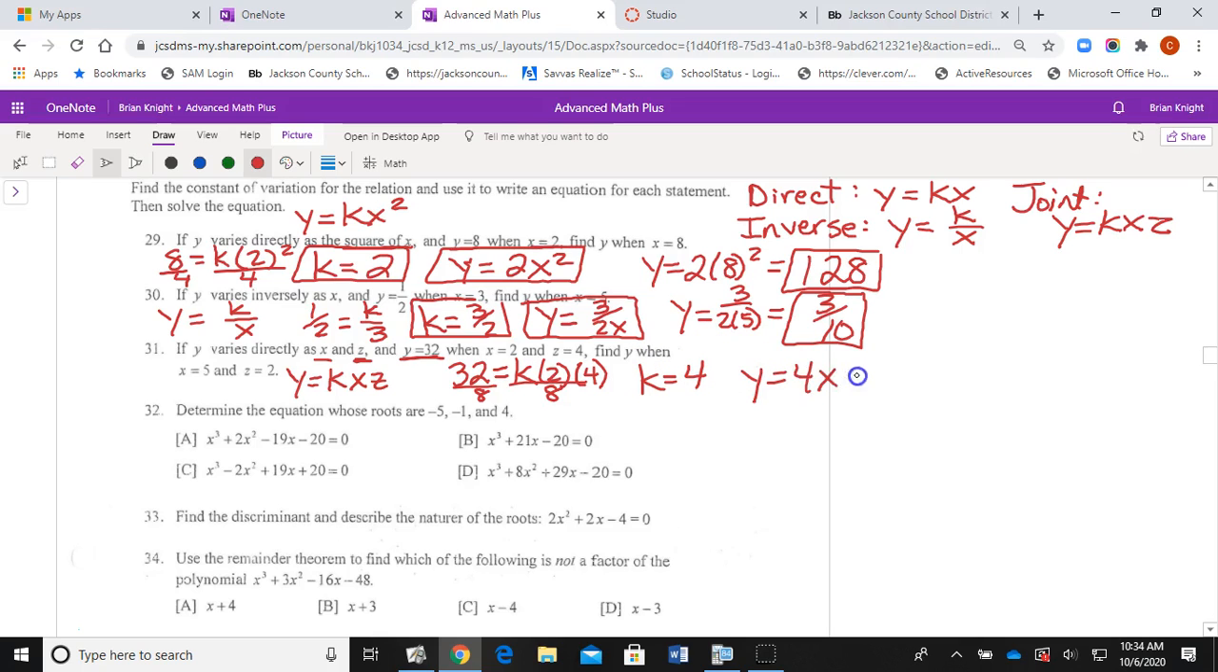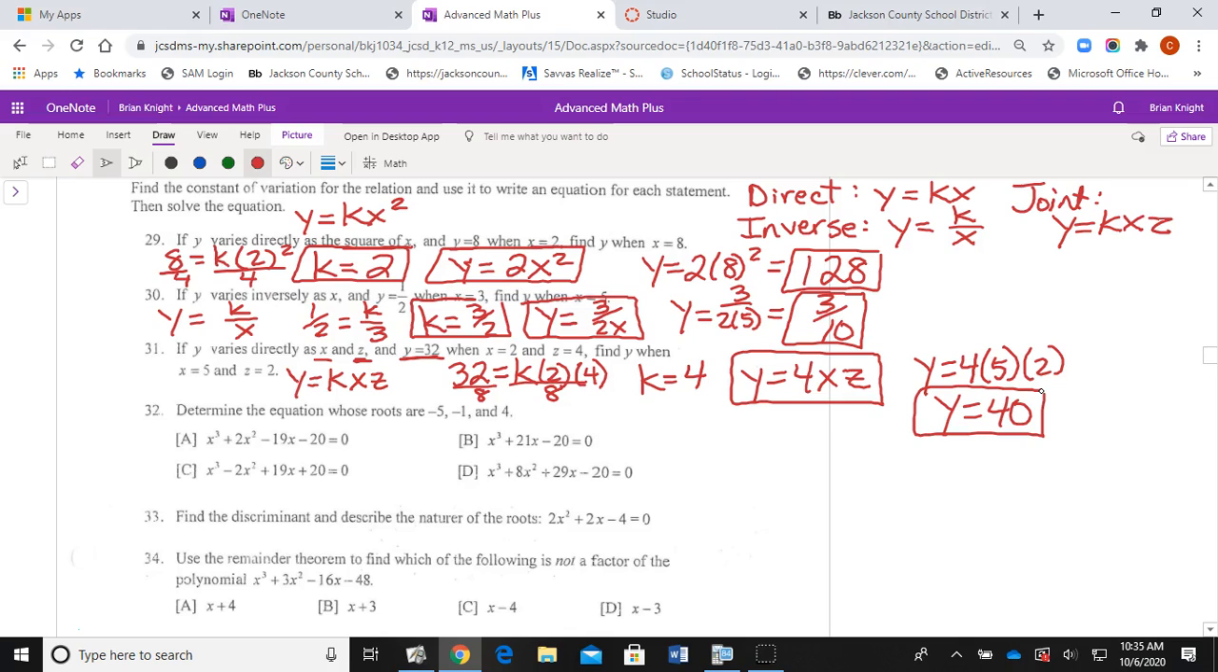Plug that in for my equation. Y equals 4xz. And then they want to know what is y when x is 5 and z is 2. So y equals 4 times 5 times 2, which is 40. Okay? Everybody good? All right.